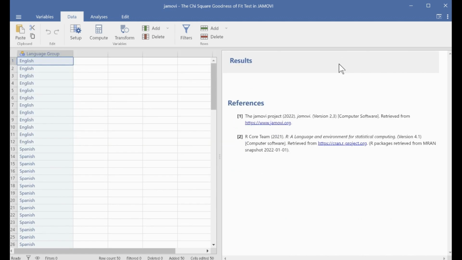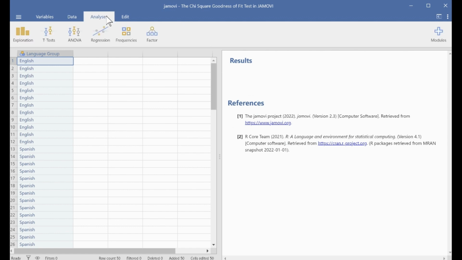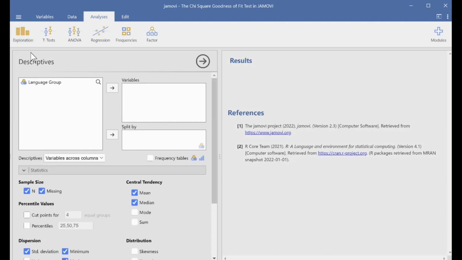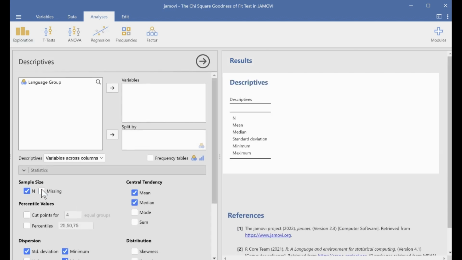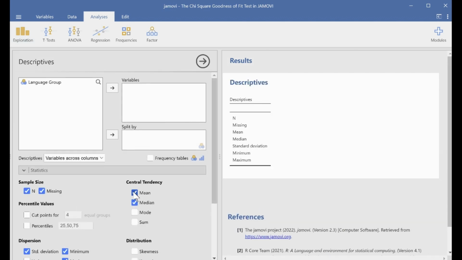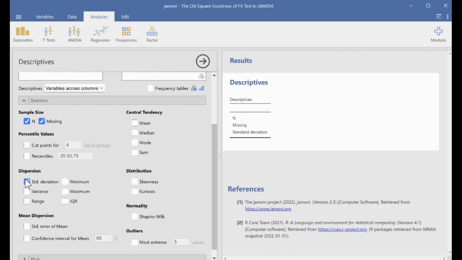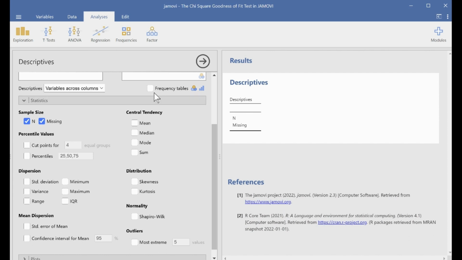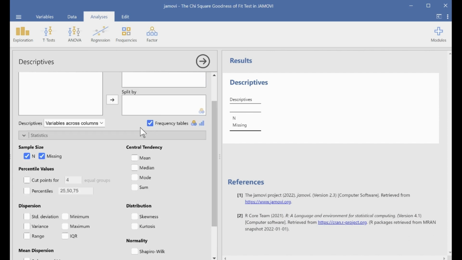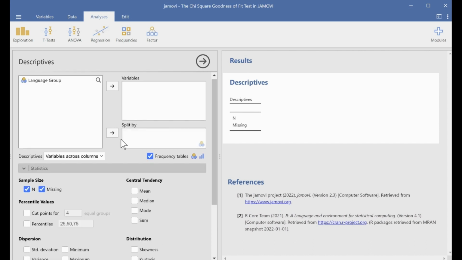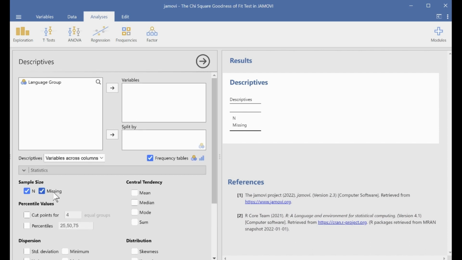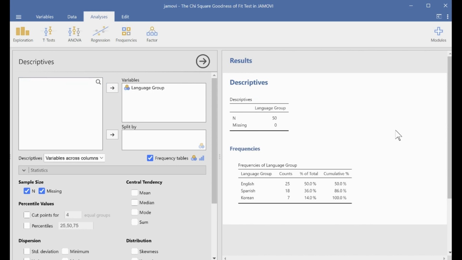Okay, the first thing I want to do is go over to analyses, to exploration, into descriptives. I'm going to get rid of mean, median, all these statistics. I don't need them. But what I do need is a frequency table. So I'm going to click on that. I do need the n, the size of the sample, and it's always useful to know if I have any missing data. So let me take language group and pass it over into variables.